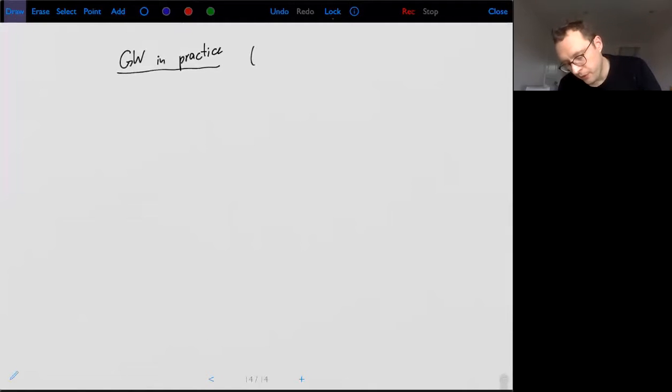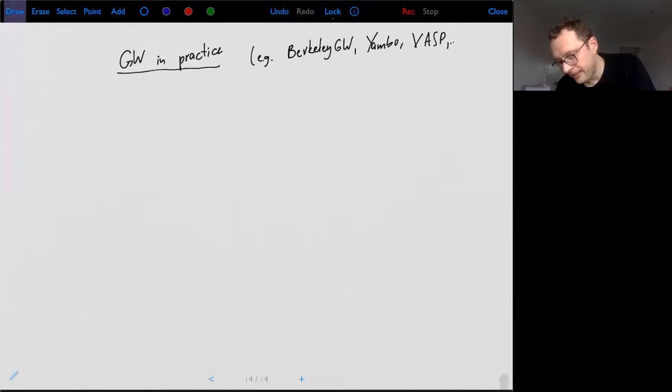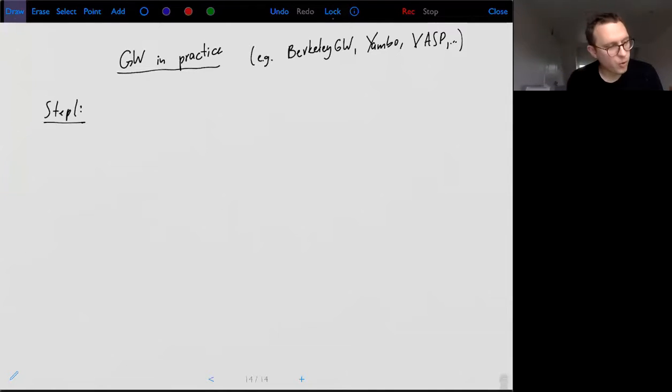And basically, if you want to pick up a code like, I don't know, BerkeleyGW or Yambo, or maybe even VASP or something like that, this is how you would do it. Again, the calculation would involve several steps. Step one, typically you start with a DFT calculation.